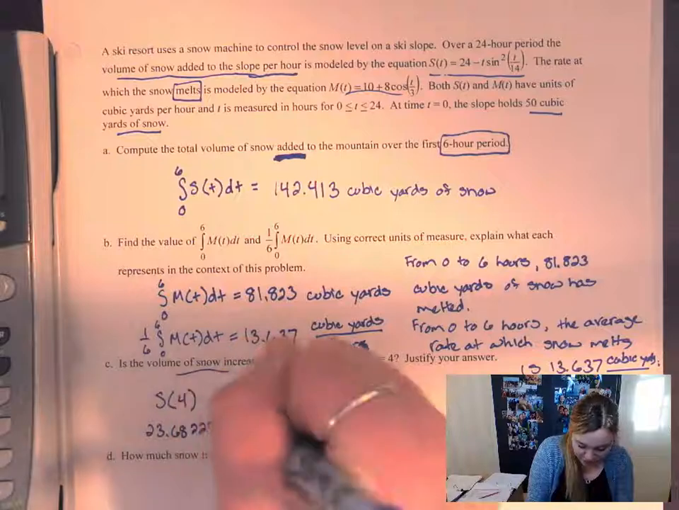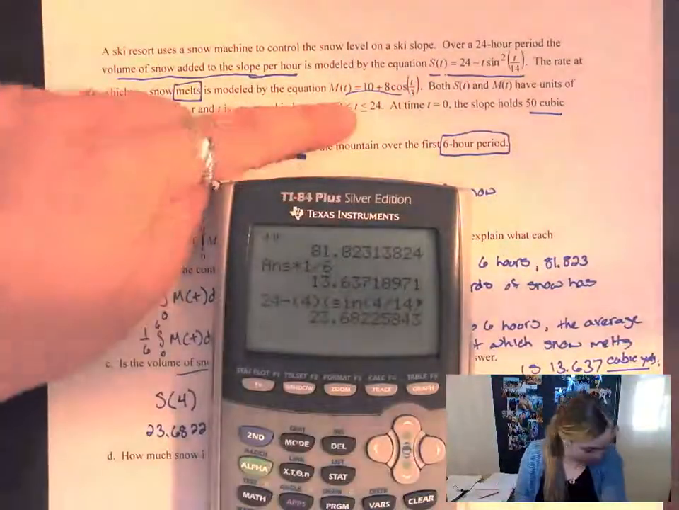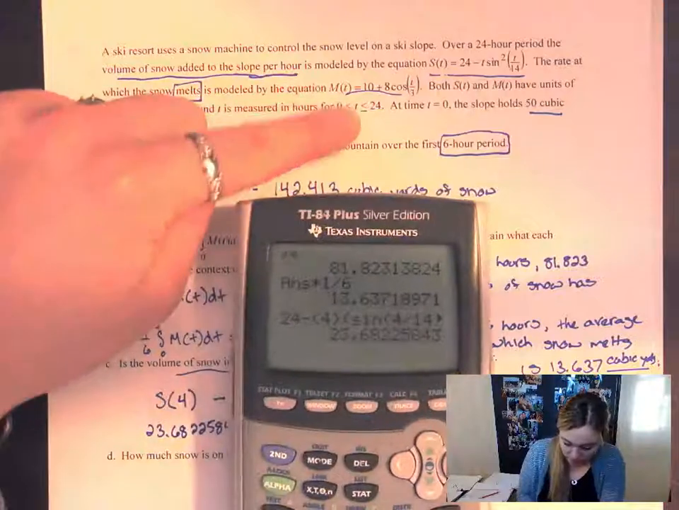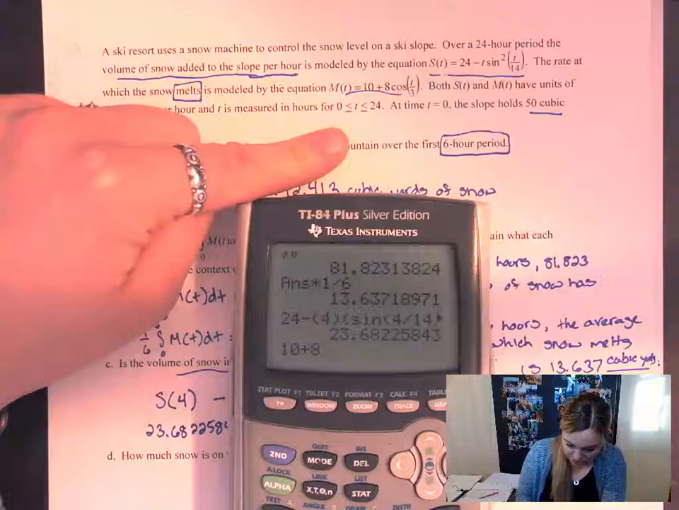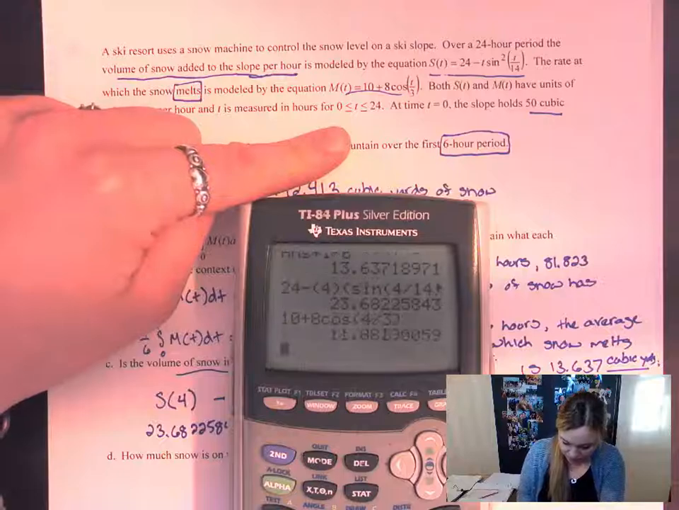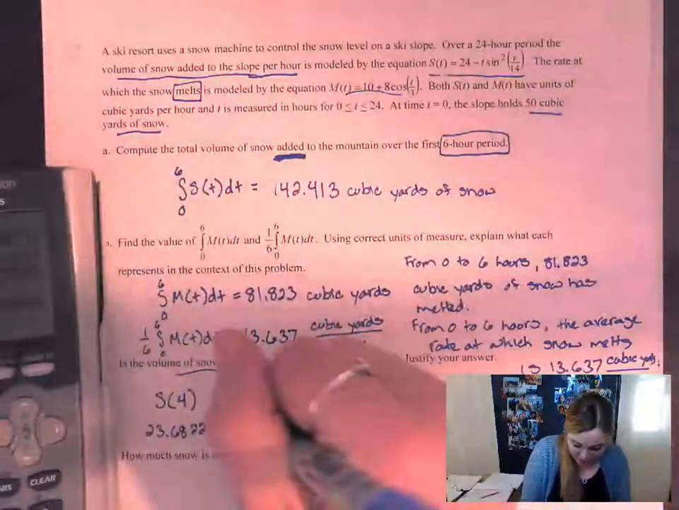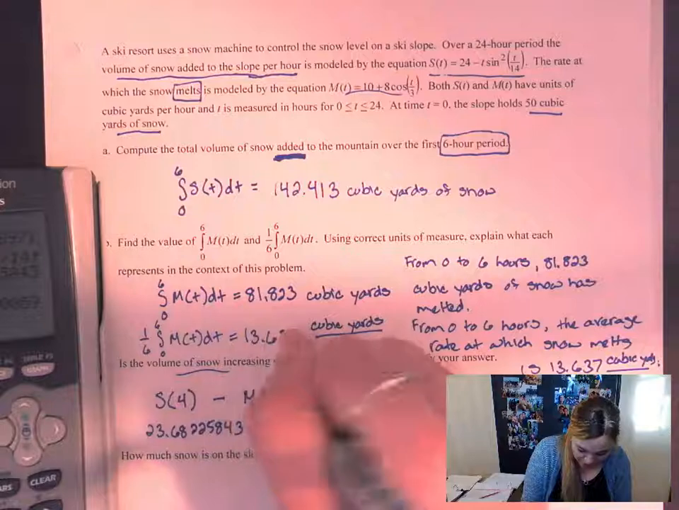23.68225843 minus, now I need to know what it's melting at, so I'm going to go to this other function. 10 plus 8 cosine of 4 over 3. And I get 11,881.